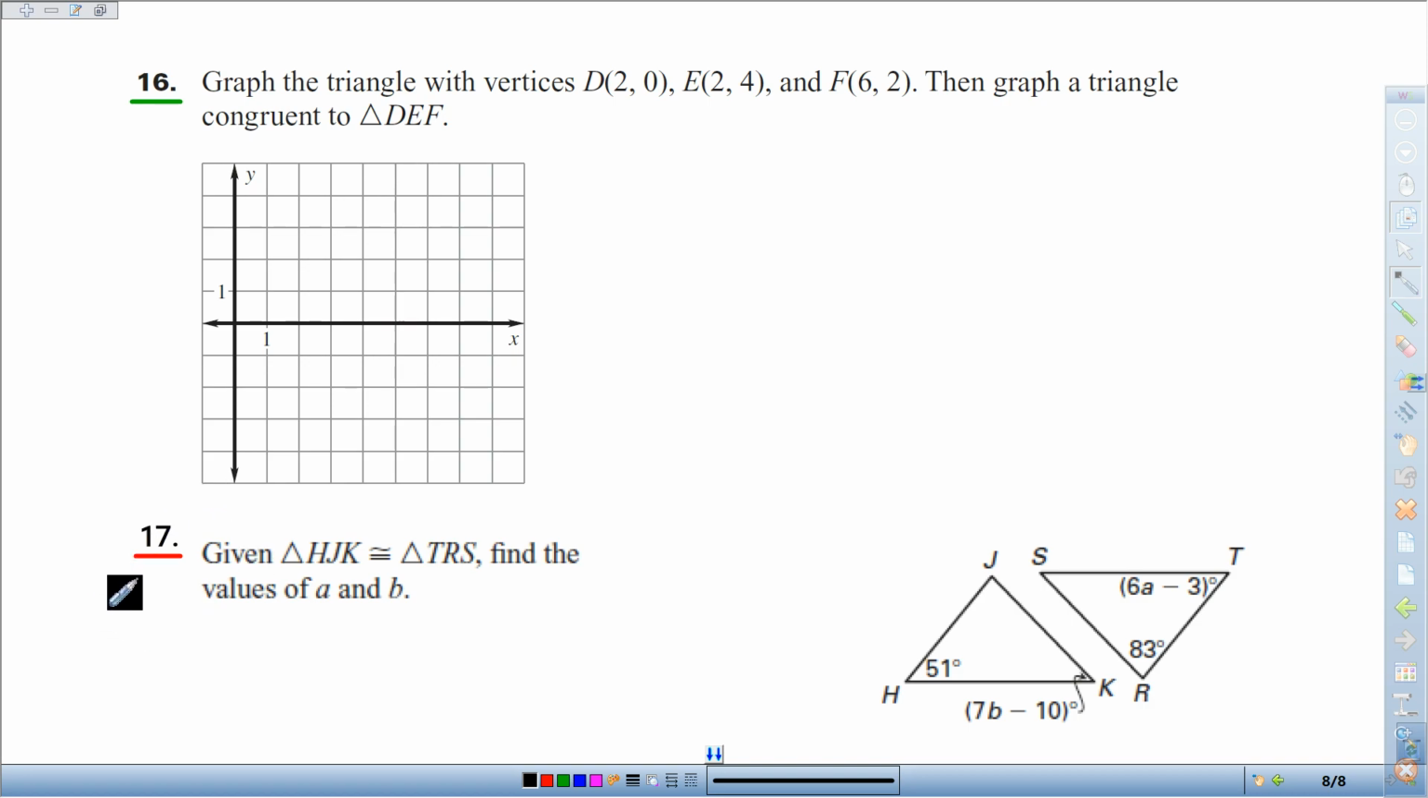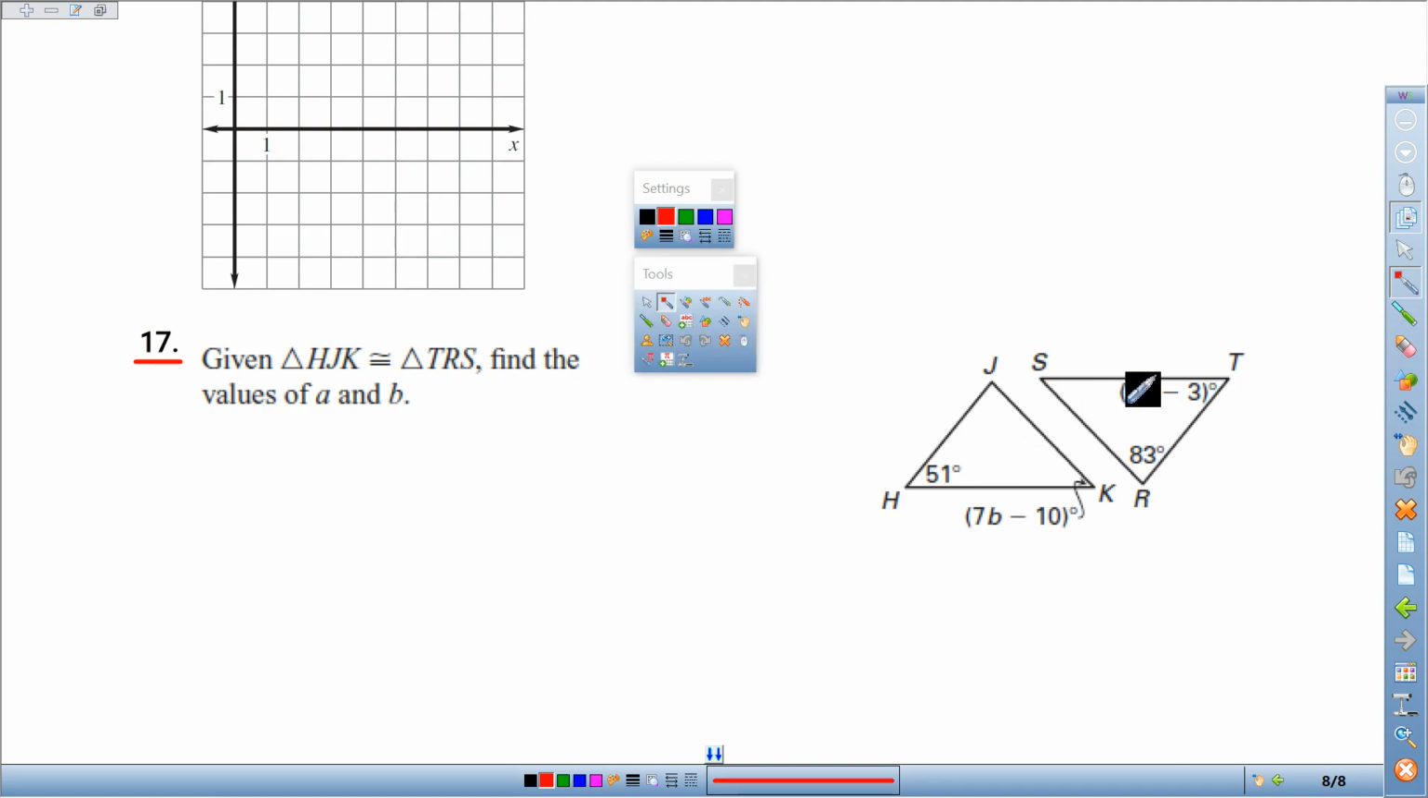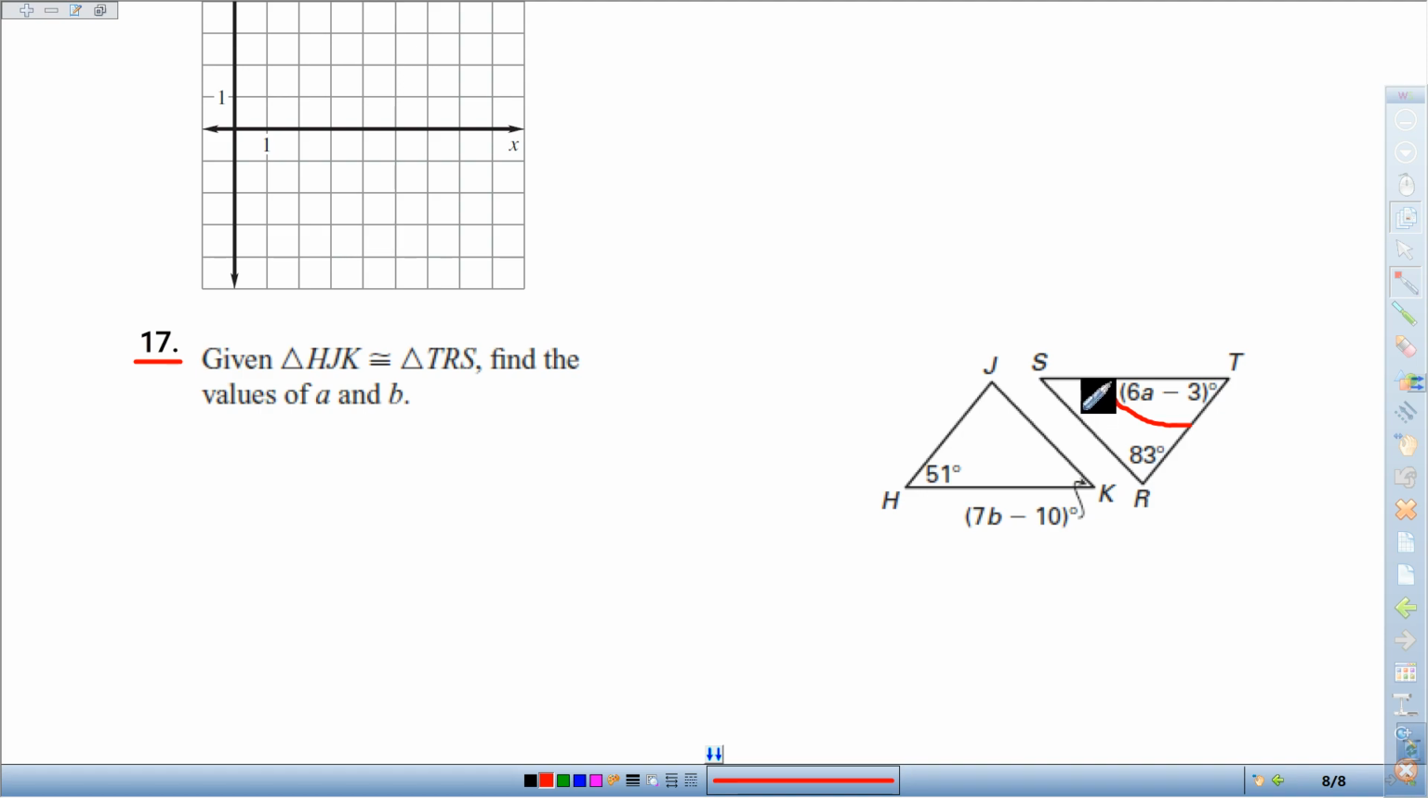Last one, number 17. Right, this one is telling us that we have congruent triangles. Find the values of A and B. So there's 2 things on this, A and B. So let's start with just looking at A. All right, so A is this angle T. Okay, I'm just going to put an arc around that whole thing, even though that looks a little weird, but there's angle T. My first thought is, okay, I know I can set that equal to its corresponding angle. What is the corresponding angle to angle T?